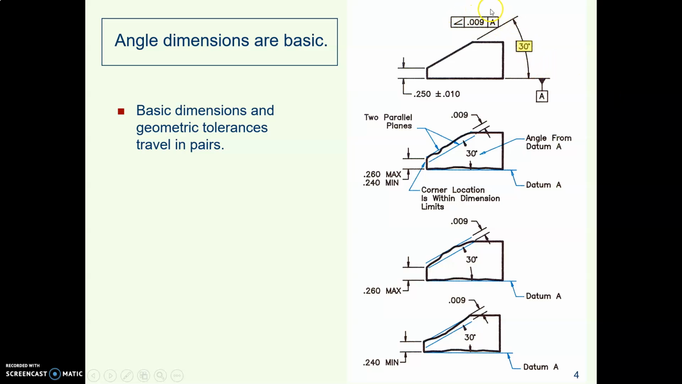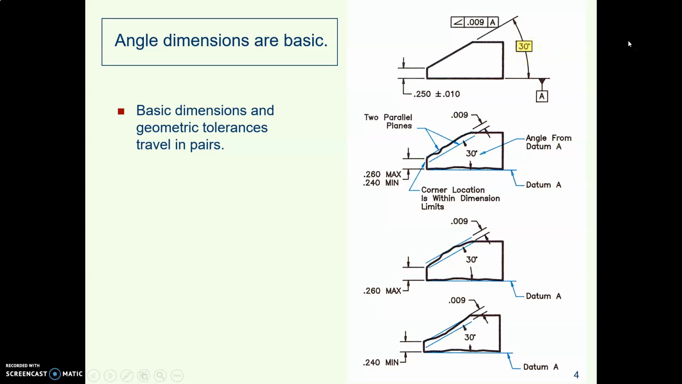Here's an angularity control applied to this sloping surface relative to datum A, there's datum surface A identified on your drawing. This drawing right here is very similar to the one you're going to be drawing for today's assignment. The numbers are a little bit different, but it's really close. Notice that the angle is a basic dimension.